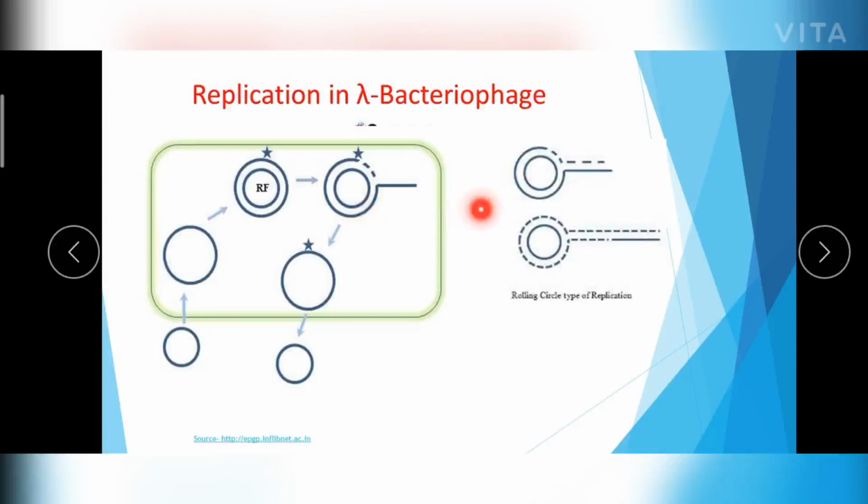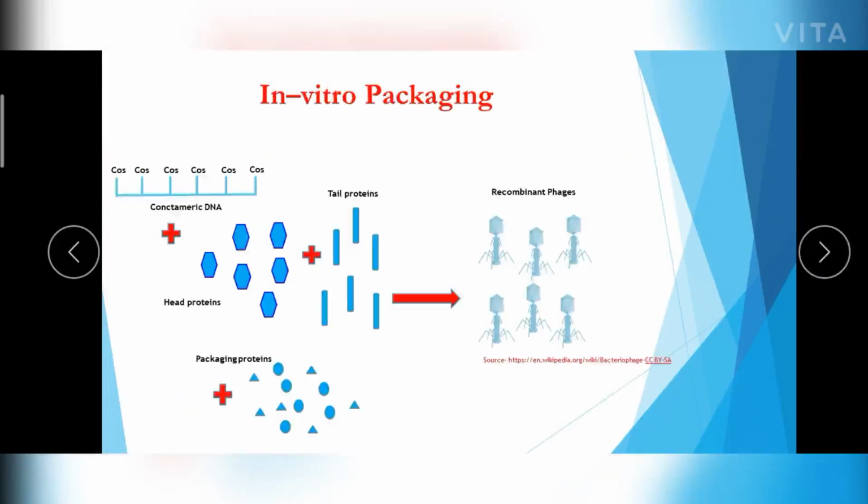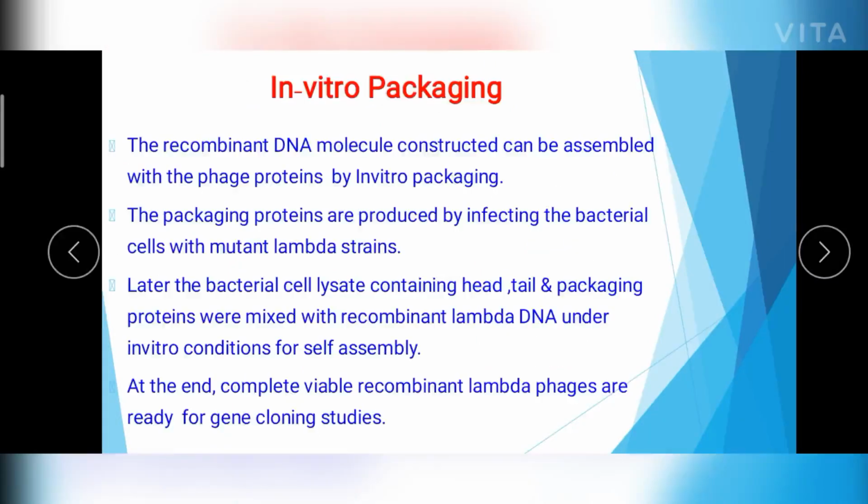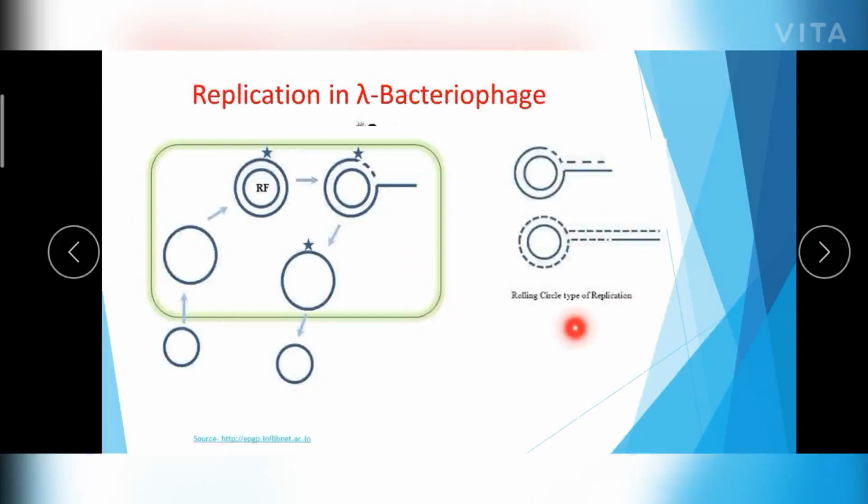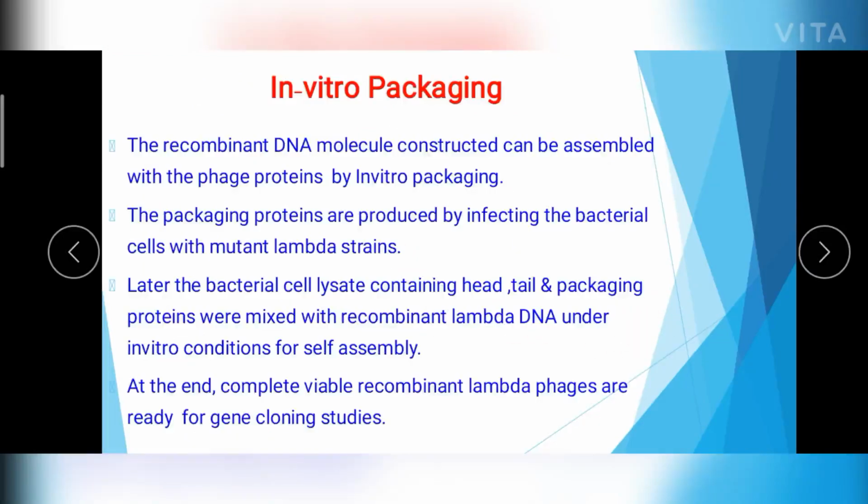So this is what is represented here, the rolling circle mechanism. During the replication you will get a long concatameric DNA, a polymer which has numerous phage genome units. Each unit is separated by the cos site. Okay, that is about the rolling circle type mechanism.